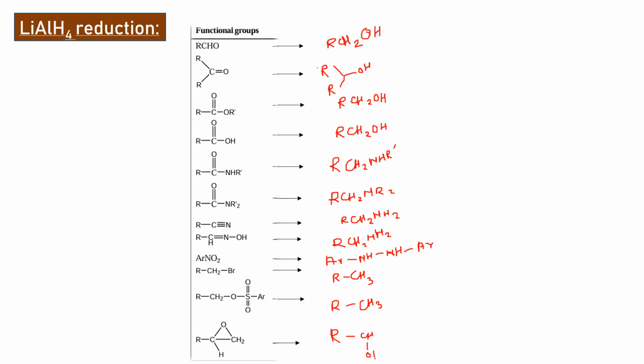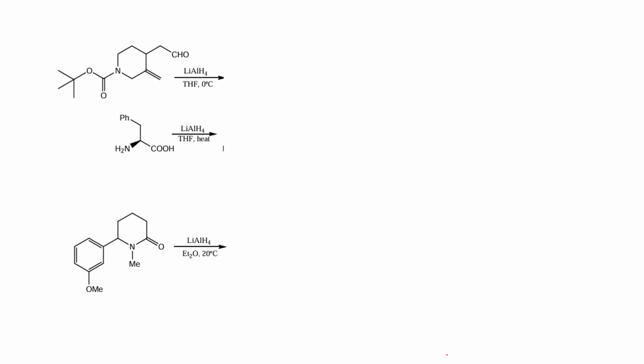So we are attacking at the less hindered side. Which one is the less hindered side in this epoxide? Obviously this part. So this H minus will attack this carbon and open the epoxide to form this alcohol. Okay. Let's go to some questions based on this LiAlH4 reduction.